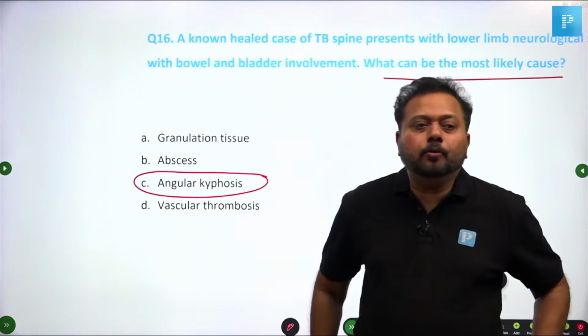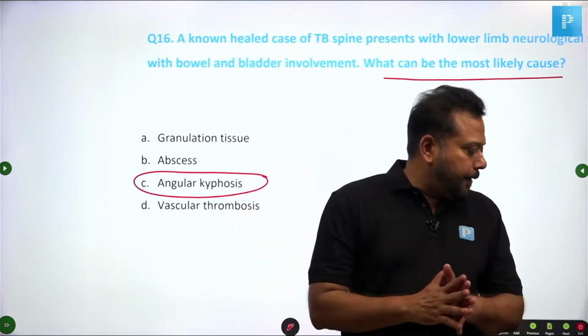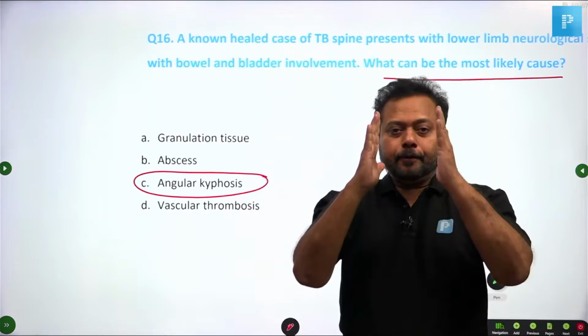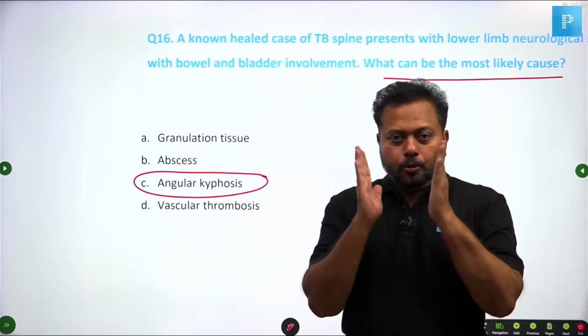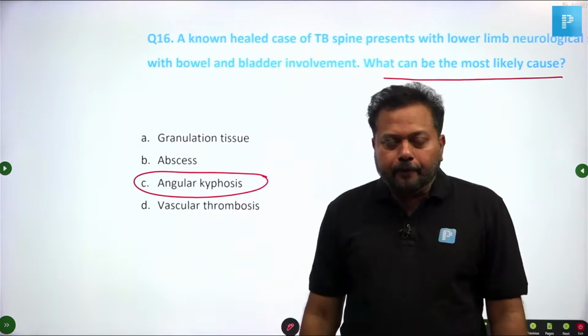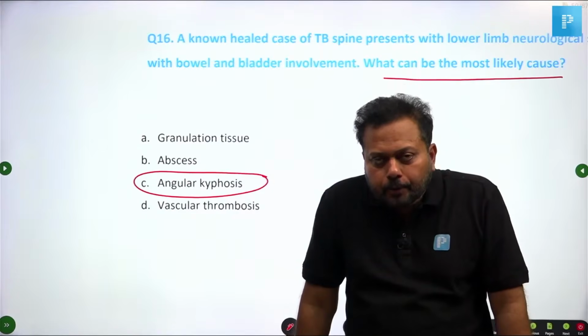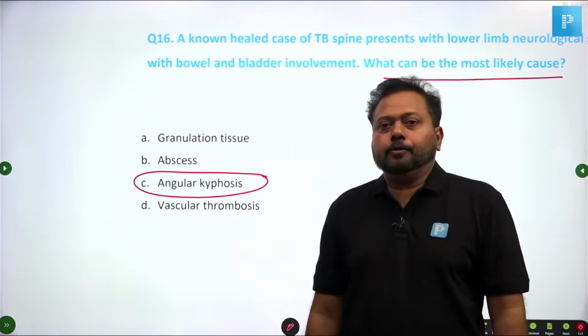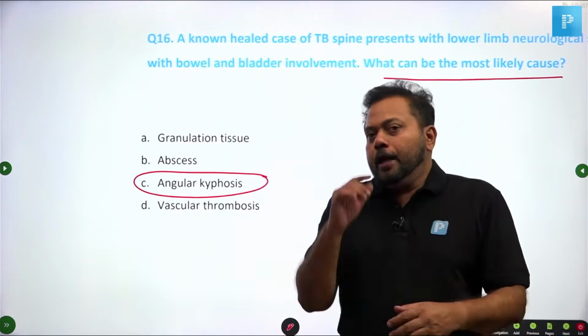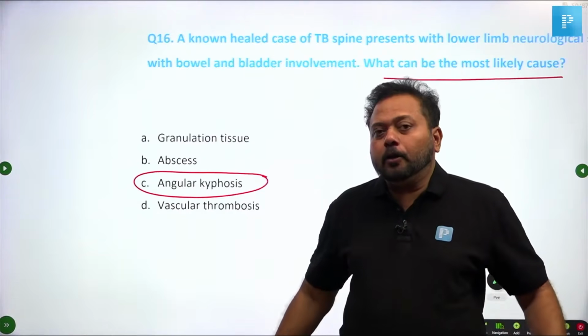What happens in tuberculous spine or Pott's spine? Collapse of the vertebra happens, due to wedge compression fracture. When the vertebra collapses, you will develop what is called angular kyphosis. That angular kyphosis will stretch the nerves and can cause paralysis.